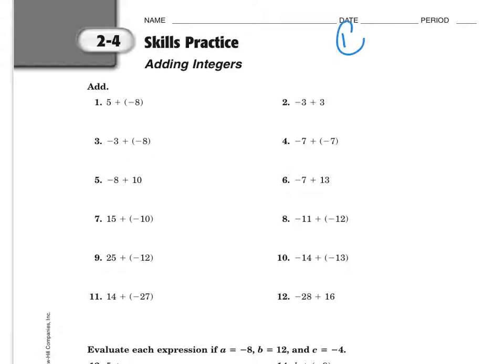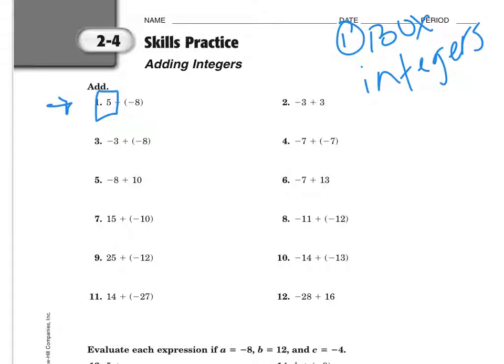The first step in your comp book says to box your integers. So look at number 1. I have a positive 5 and a negative 8. Box your integers. Step 2 is you need to know your rules.